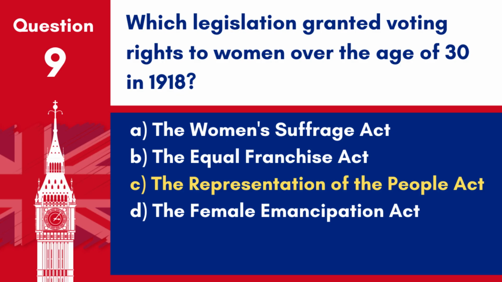Answer: C. The Representation of the People Act. The Representation of the People Act of 1918 granted voting rights to women over the age of 30, marking a significant milestone in the women's suffrage movement in the UK.